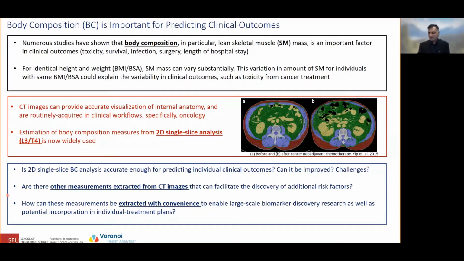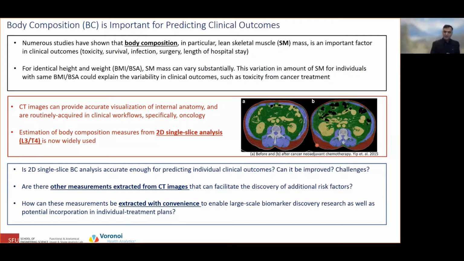On the right are shown two CT images at the L3 level, showing that the muscle, which is in blue, is reduced after chemotherapy, and fat, which is in green, visceral fat and subcutaneous fat, are increased after chemotherapy. So we can actually see these changes in precise and gory detail.